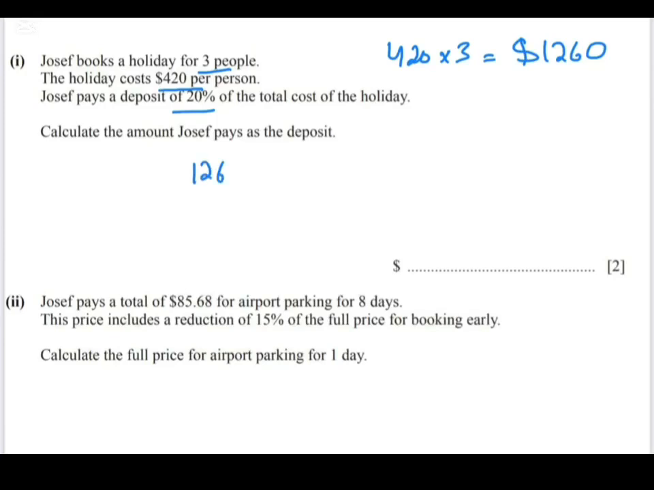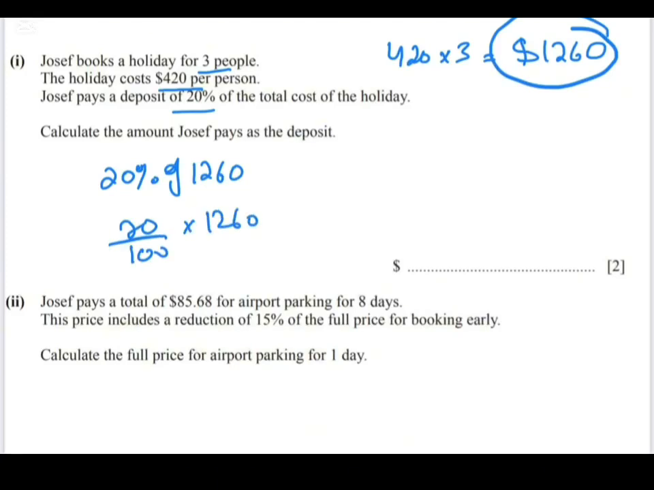So 20% of 1260. This is the simple question we have done previously, 20% of this value, 10% of this value, exactly the same process. Right now we need to find out the 20% of this total value. So 20 divided by 100 multiply by 1260, so 252. So the amount Joseph pays as a deposit is $252. That's a simple answer, $252.